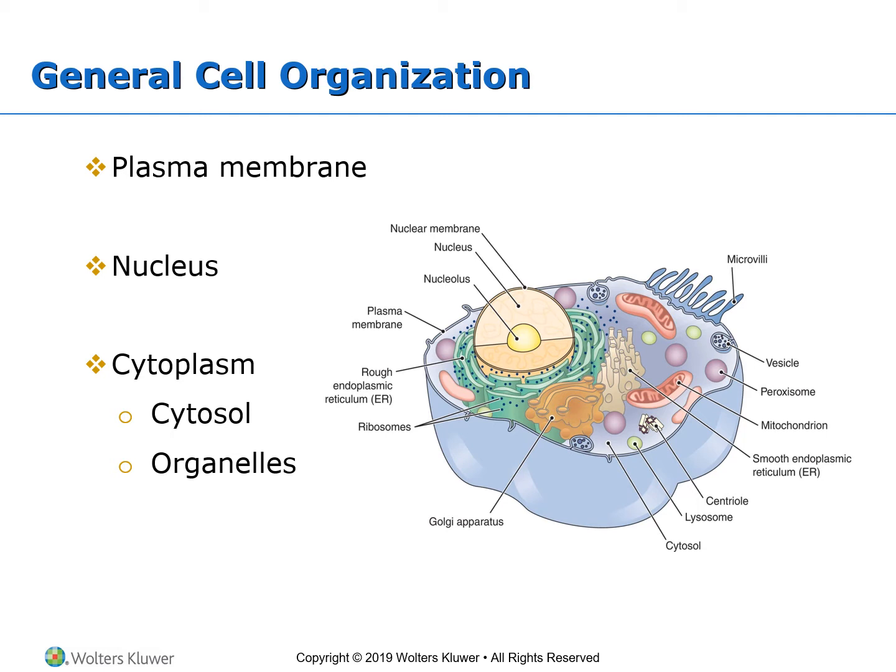Besides the plasma membrane and the nucleus, the cell also contains the cytoplasm. The cytoplasm is a gel-like material that fills the inside of the cell. It fills everything between the nuclear membrane and the plasma membrane and supports the remaining organelles.